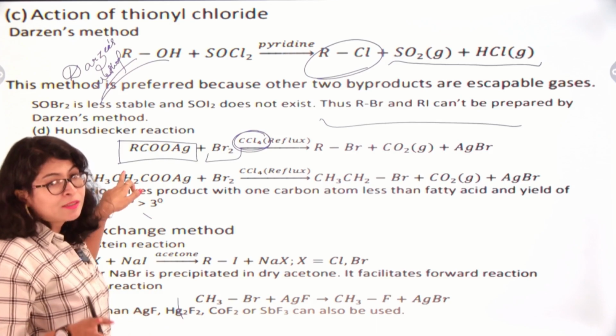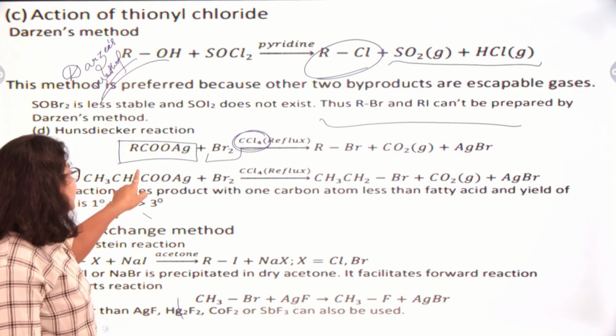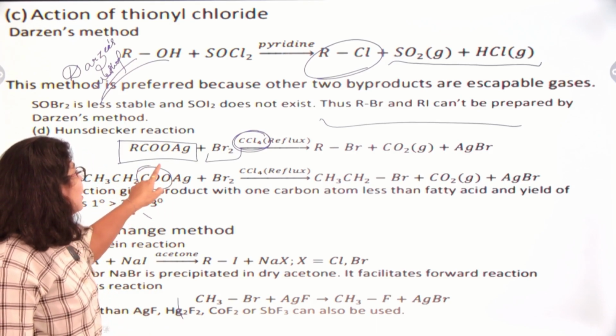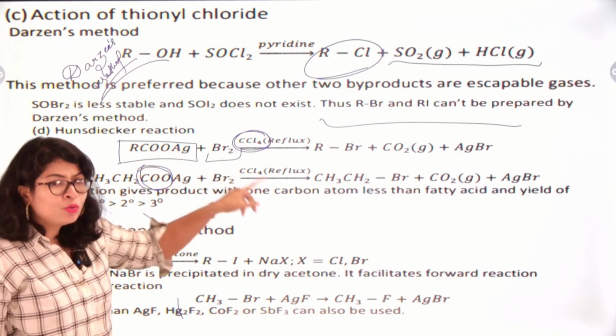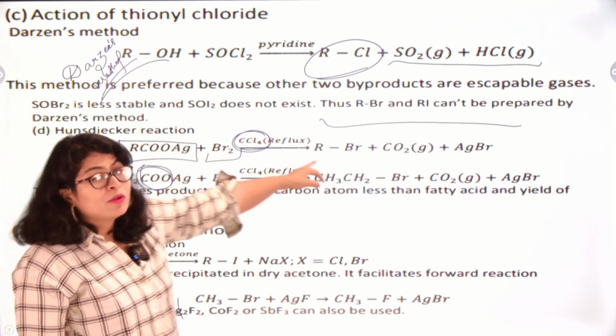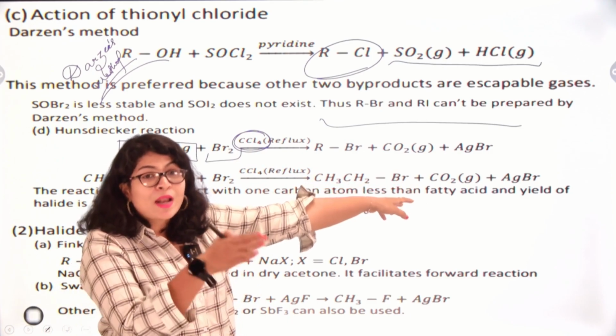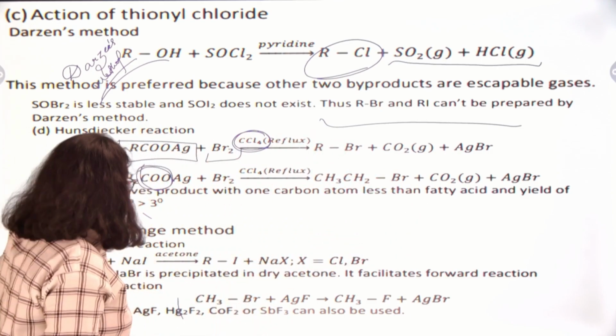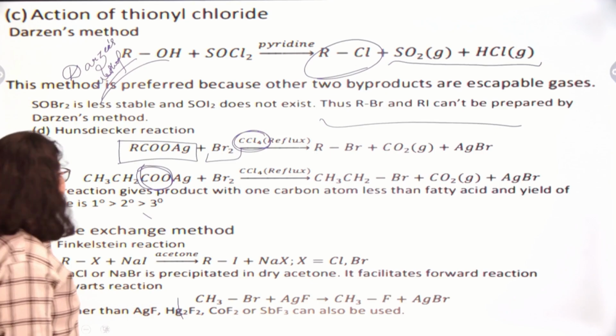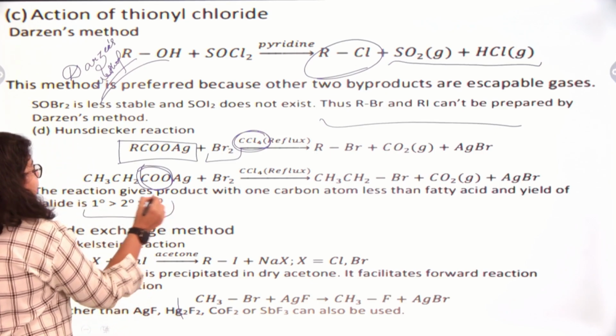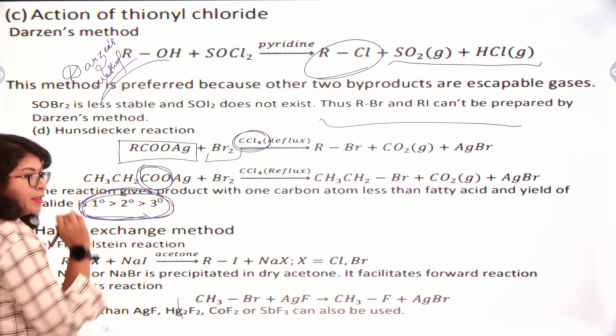Okay, carboxylic acids are also called fatty acids. Because the C double bond O and O group is getting removed as CO2, the resulting product will have one carbon atom less than the parent product. And the yield of halide is 1 degree greater than 2 degree, greater than 3 degree.